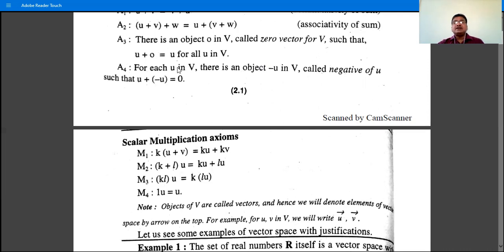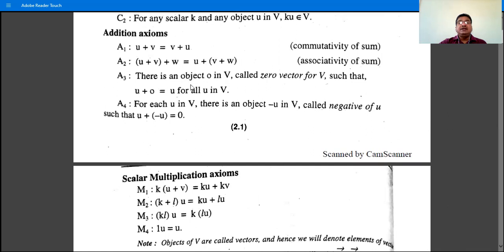This A4 property is satisfied for the set of integers, because the set of integers is 0, plus minus 1, plus minus 2, plus minus 3. These are the elements of Z. So in Z, this property is satisfied, because if we take 3, then its negative minus 3 is also an element of Z. And the A3 property is not satisfied for the set of natural numbers, because 0 is not a natural number. 0 does not exist in N. But this A3 property is satisfied for the set of integers.